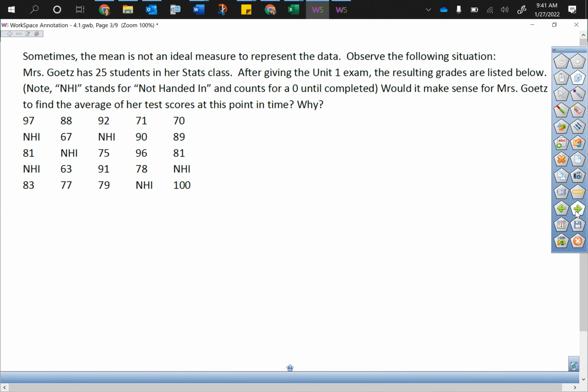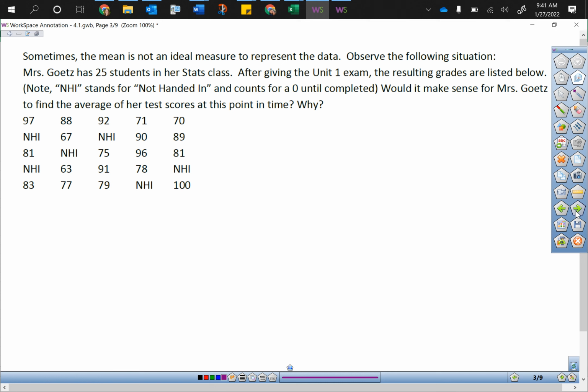Okay. Now, sometimes the mean is not an ideal measure to represent the data. Observe the following situation. Mrs. Getz has 25 students in her stats class. After giving the Unit 1 exam, the resulting grades are listed below. Just as a piece of information, which you guys should know, NHI stands for not handed in. When someone puts an NHI in your grade book, it really means a 0, and it'll drop your grade like you have a 0. But when you complete that exam, I'll go back in and put in the actual grade, yes? So NHI really just stands for 0.